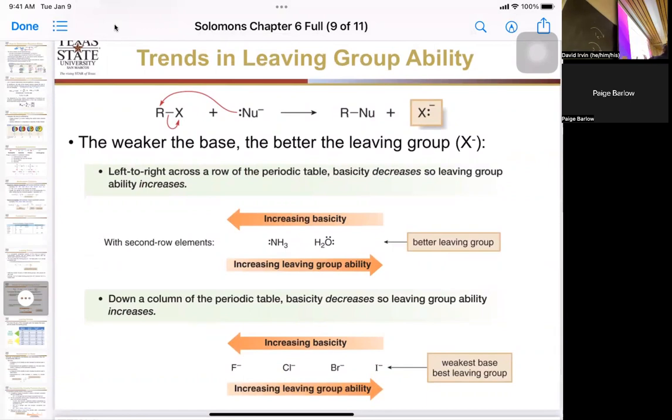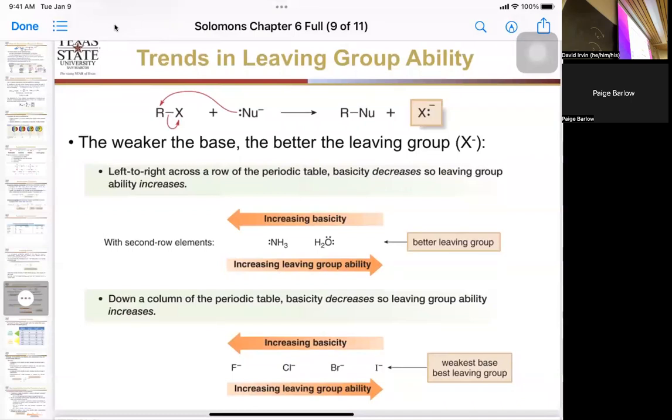So the first thing we have to think of is that with increasing basicity, it decreases our ability to leave. Okay, let's look at the periodic table. Just along this row right here, fluoride's a better leaving group than oxygen because this is a stronger base as an anion. Then oxygen is a better leaving group than nitrogen, and nitrogen is a better leaving group than carbon. Carbon's a horrible leaving group. You hardly ever have carbon leave.